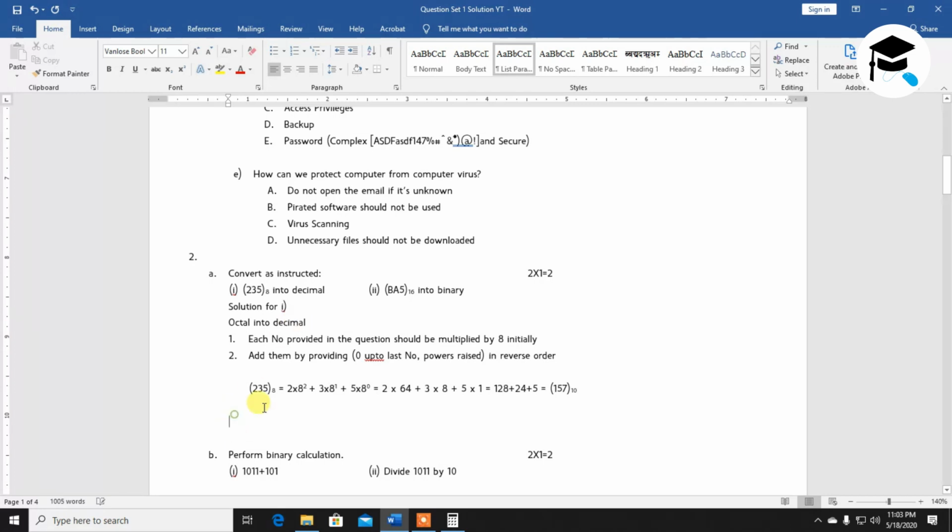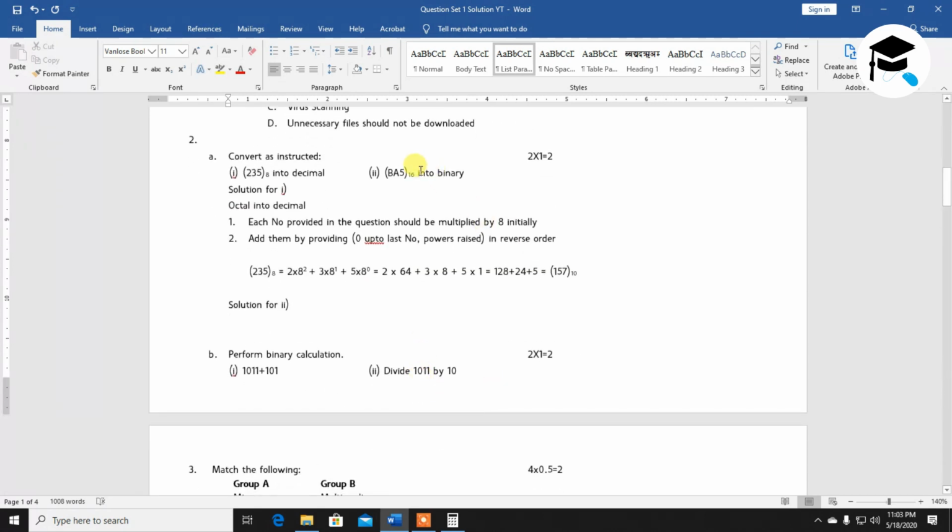Let's do the solution for Roman number II, that is the second number. It's hexadecimal. The given number is hexadecimal. Now we are asked to convert this into binary. Here are a few steps we need to consider to convert hexadecimal to binary.